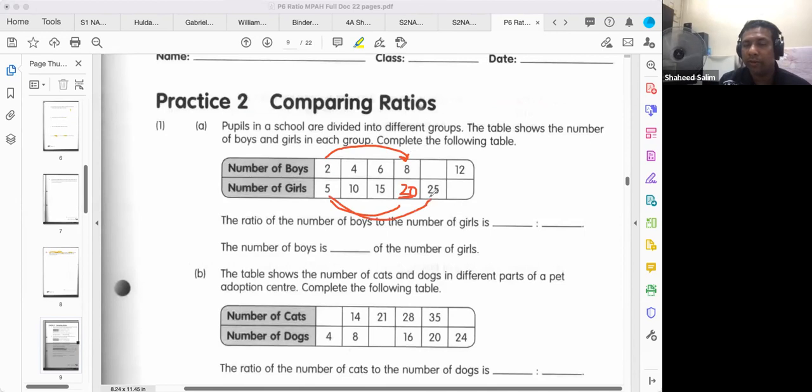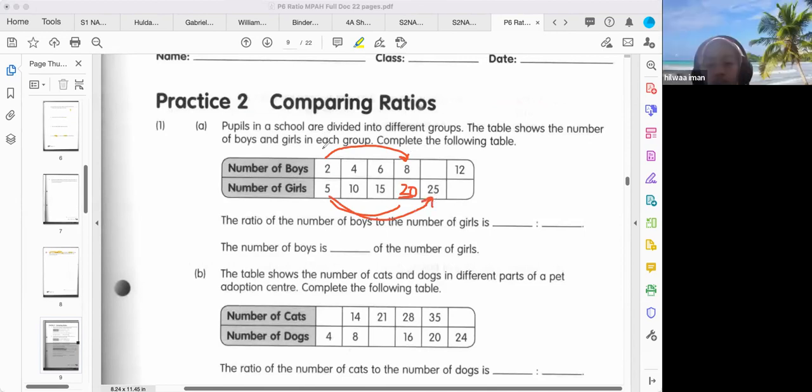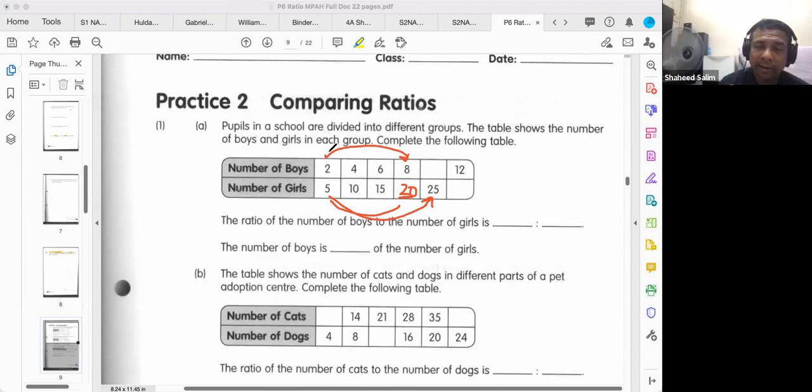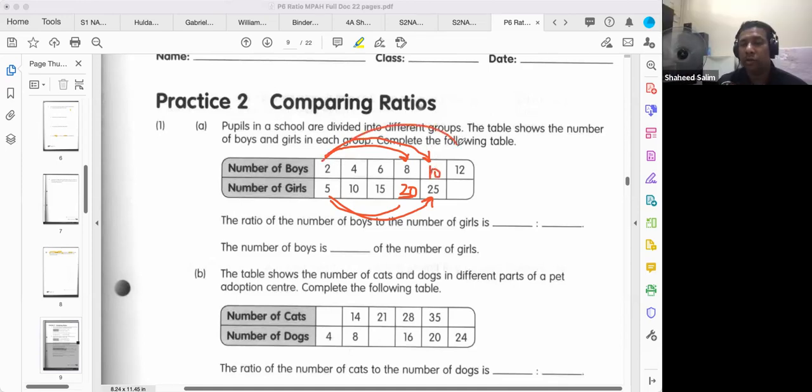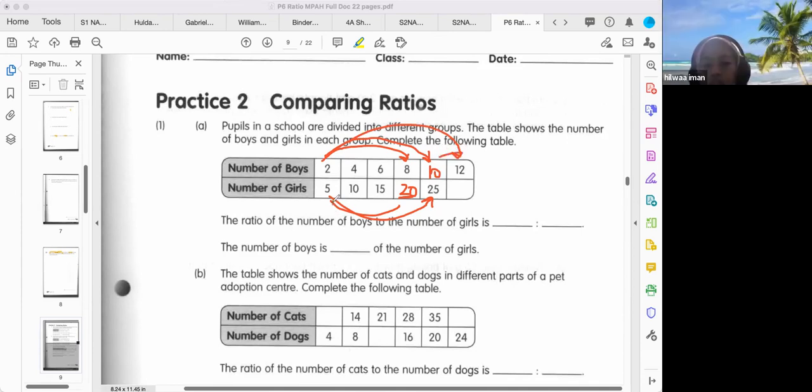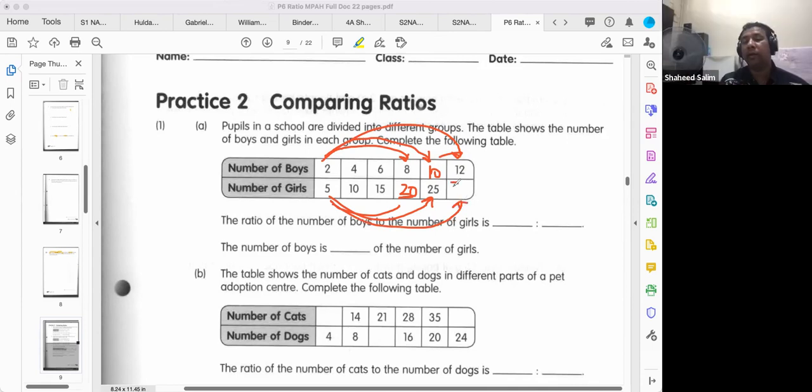5 times what equals 25? 5 times 5. Yeah. So 2 times 5 is 10. Then 2 times what equals 12? 6. 5 times 6 is 30.